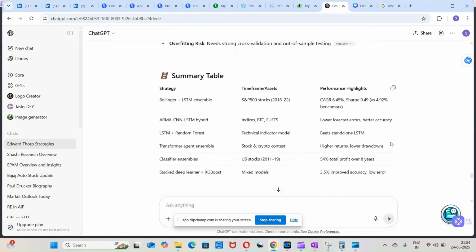Again, the summary is: Bollinger plus LSTM ensemble on S&P 500 between 2018 and 22 had a CAGR of 6.45 versus the benchmark of 4.92. ARIMA and CNN LSTM hybrid on indices, BTC and EU ETS had lower forecast errors and better accuracy. LSTM plus random forest on technical indicators beats a standalone LSTM. Transformer agent ensemble on stock and crypto contest had higher returns and lower drawdowns. Classifier ensembles on US stocks between 2011 and 19 made 54% total profit over 8 years. Stacked deep learner plus XGBoost mixed models had 3.5% improved accuracy and lower error.